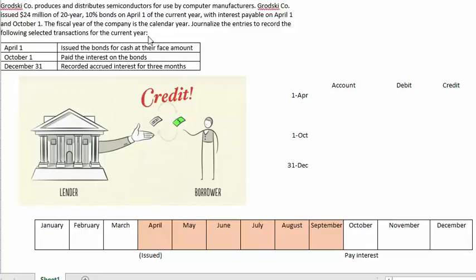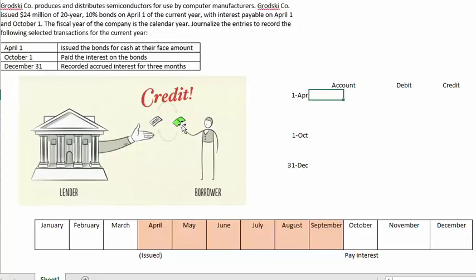Okay, so we're told the bonds are issued at their face value, and that's very important because what that tells us is the market rate for the bond, or the yield rate, is equal to the stated rate, or the coupon rate right here. So they're issued at face value, and on April 1st we enter into this transaction, and remember we're the borrower. We receive a pile of cash and we extend our promise back to the lender, the creditor, that we will repay them.